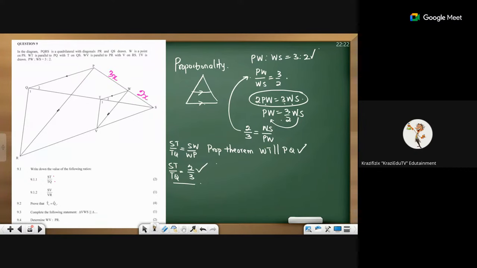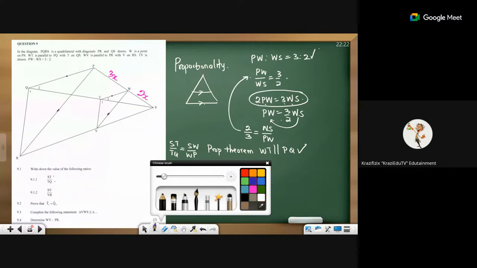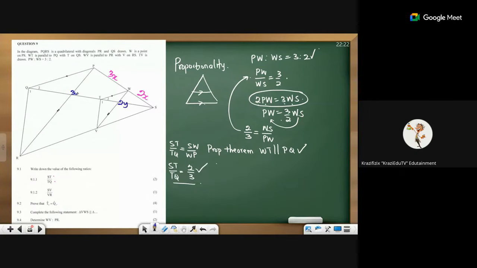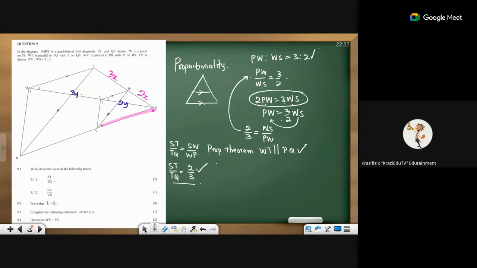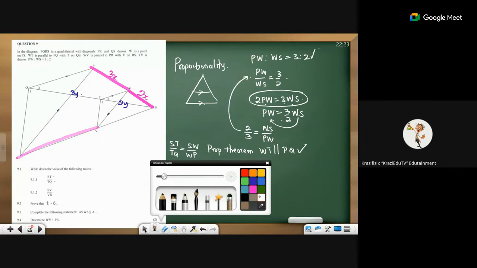Now SV over VR. Whatever you find, try as much as possible to write it. I'll call this 2Y and I'll call this 3Y. SV over VR, where is SV? Let's trace it. Immediately I draw this SV, I'm looking at point V. I notice there's a parallel line. Take note, SV over VR will be equal to SW over WP. And again, another two marks in the bag.